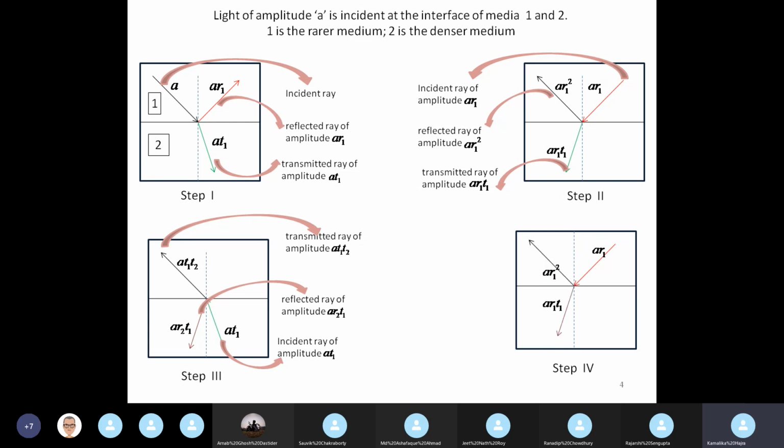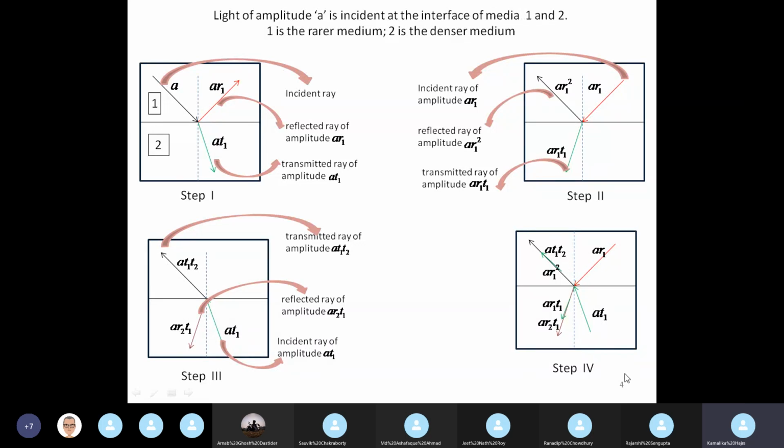So that my reflected ray and transmitted rays have amplitude AR1 square and AR1 T1. I also place another source at this position so that I have another incident ray of amplitude AT1, for which I get a reflected ray of amplitude AR2 T1 and a transmitted ray of amplitude AT1 T2.